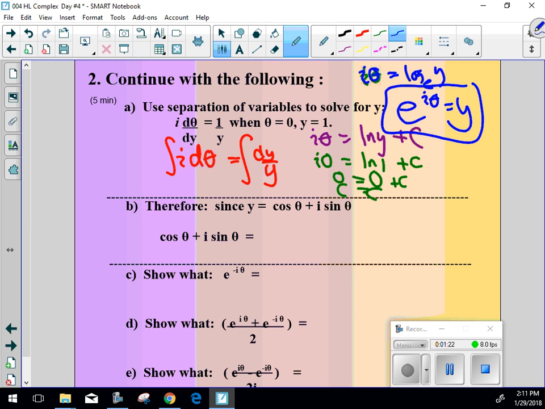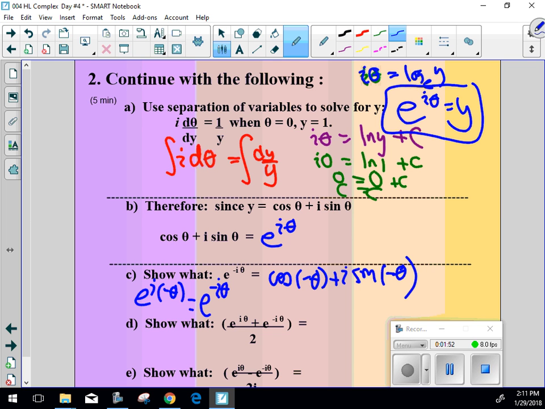So if y was cosine theta plus i sine theta, then we say that this is equal to e to the i theta. Now, e to the negative i theta is just going to be the cosine of negative theta plus i times the sine of negative theta. Would you fix that if you didn't have that? You're just putting a negative theta in for theta. What I would do is think of it this way, is the same as negative i theta. Do you agree with that?